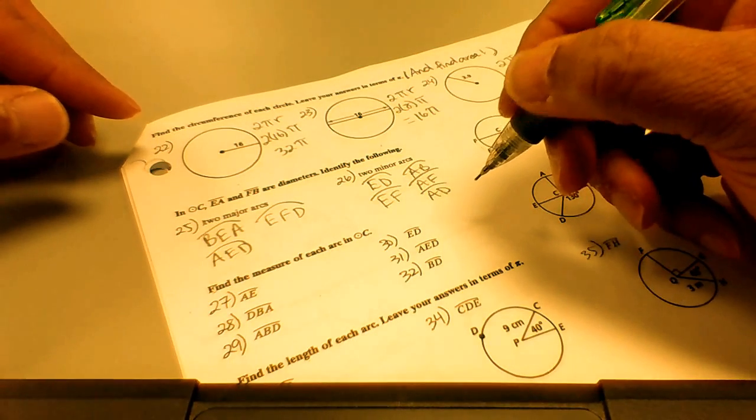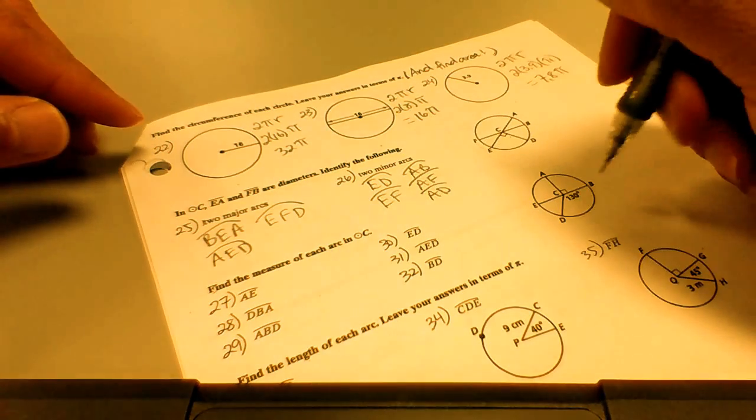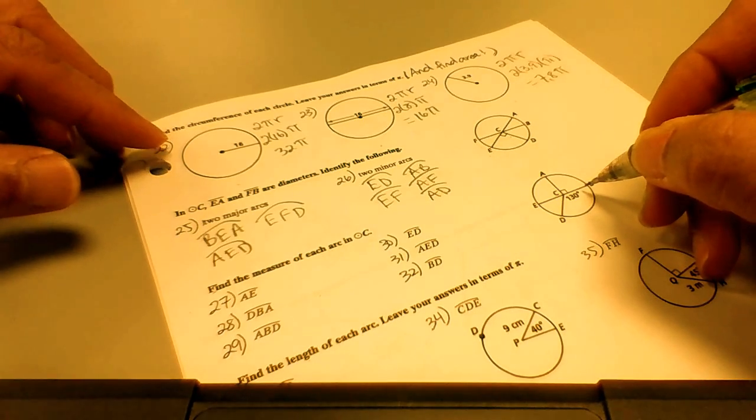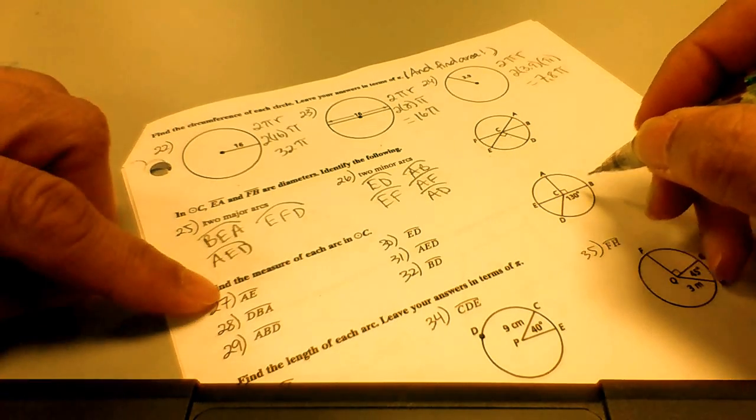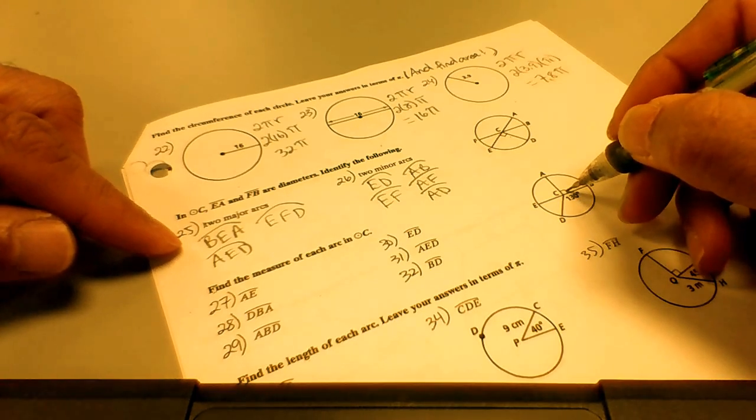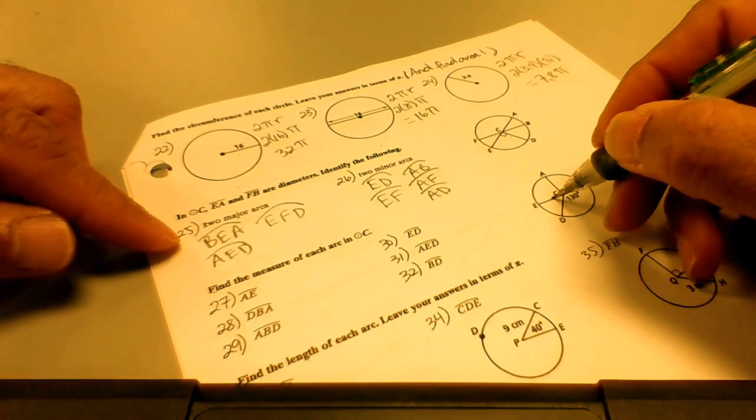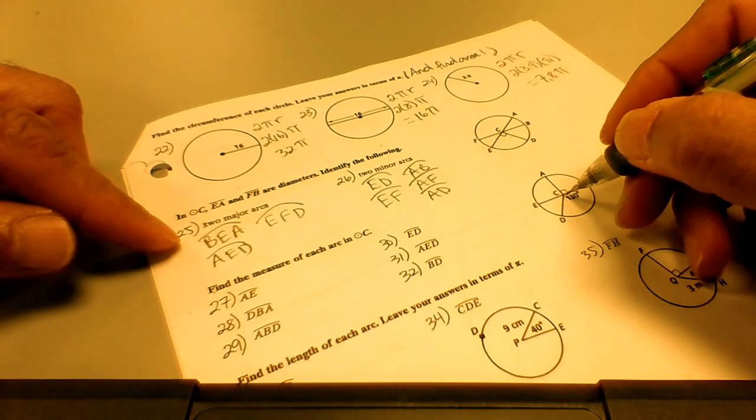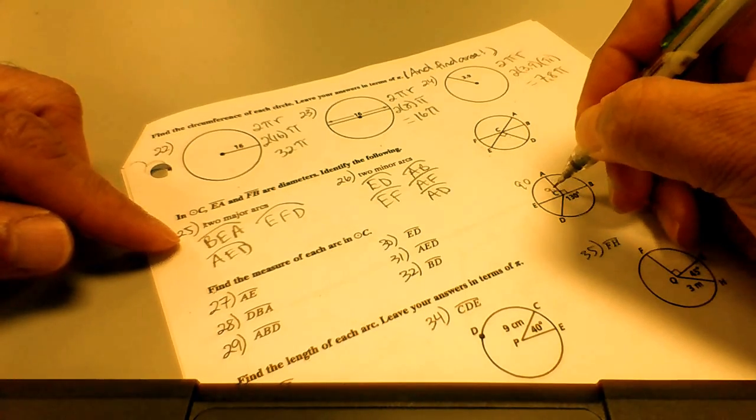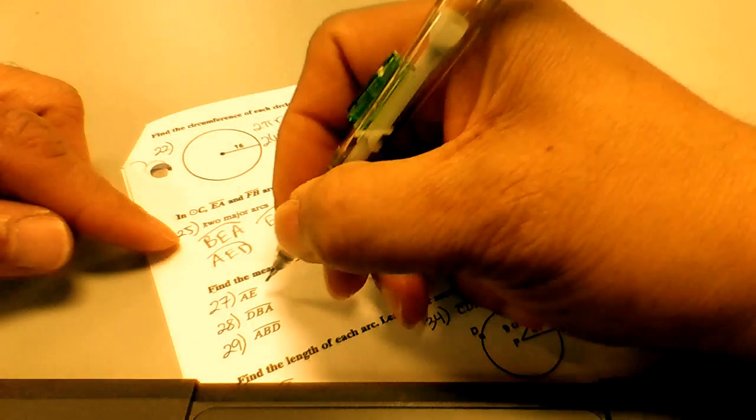Find the measure of each arc in angle C, okay? So AE, from A to E. If this is 90, then this would have to be 90, and this is a central angle, so the angle and the arc are the same. All right, so this would be 90.